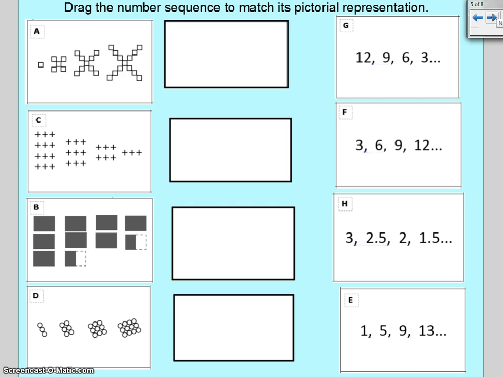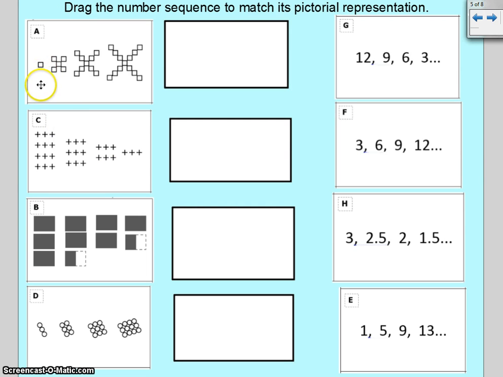Here I have 4 different patterns. I have them in pictorial representations, meaning by pictures, and I want you to write down what their sequences are in your notes and match them up to the actual number sentence. So for instance, let's look at A.